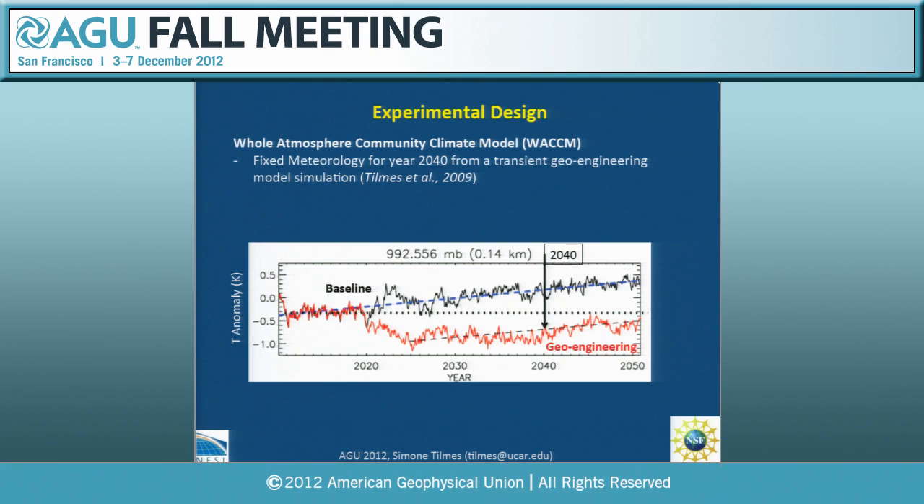Here. And what we want to focus on in this study is chemistry. So we take fixed meteorology and run the model over and over again. So we're not looking at dynamic changes, just at the chemistry here.